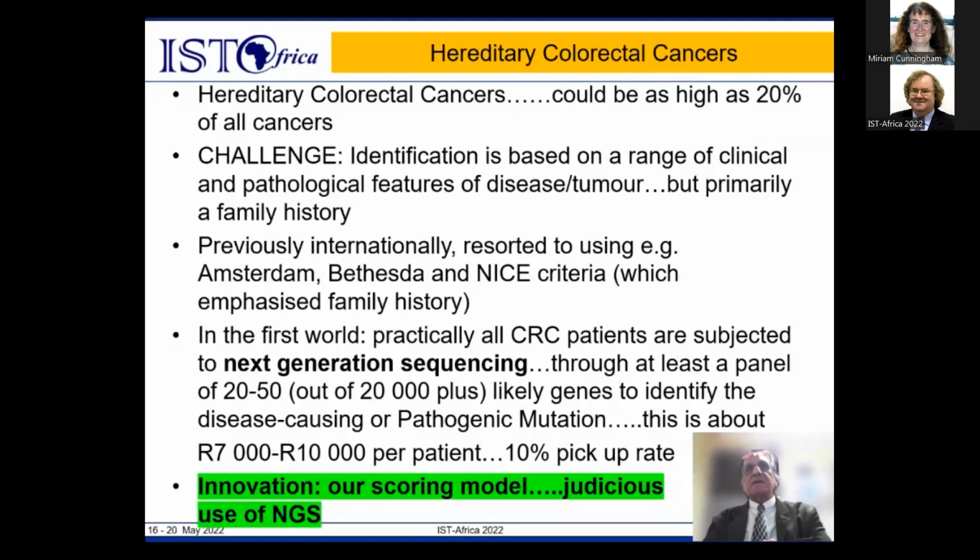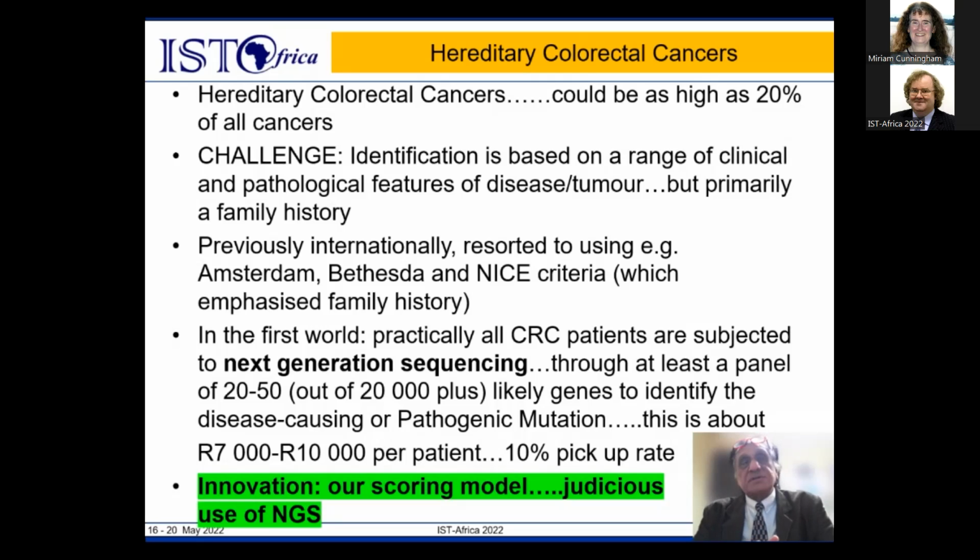This has been long recognized internationally, and we used criteria about 3 decades ago that were called Amsterdam criteria, Bethesda criteria, the Nice criteria, and in these we emphasized family history.